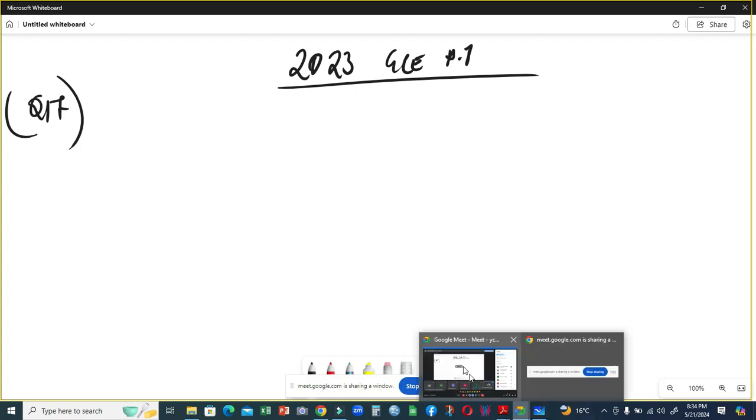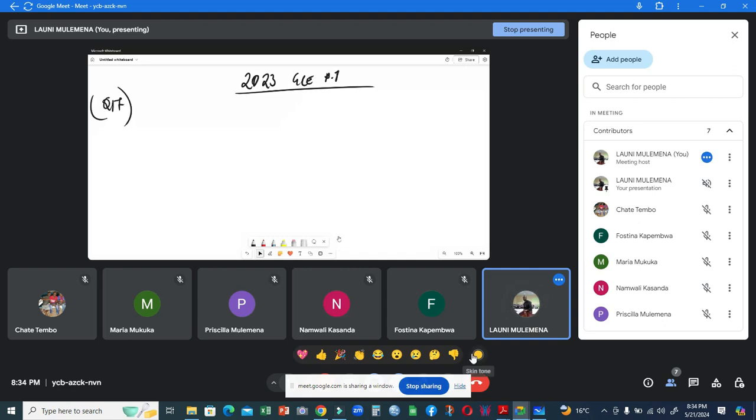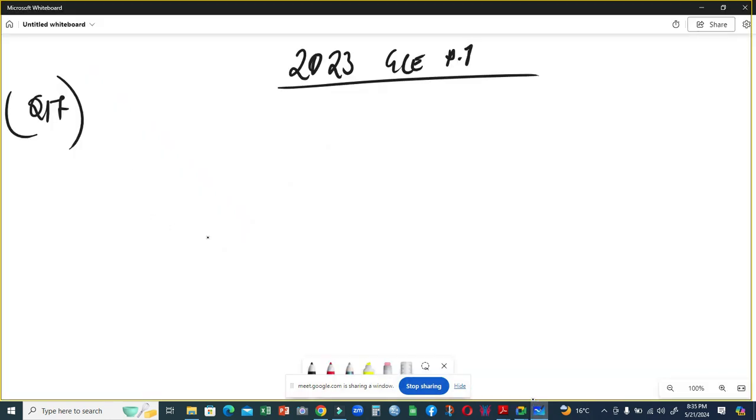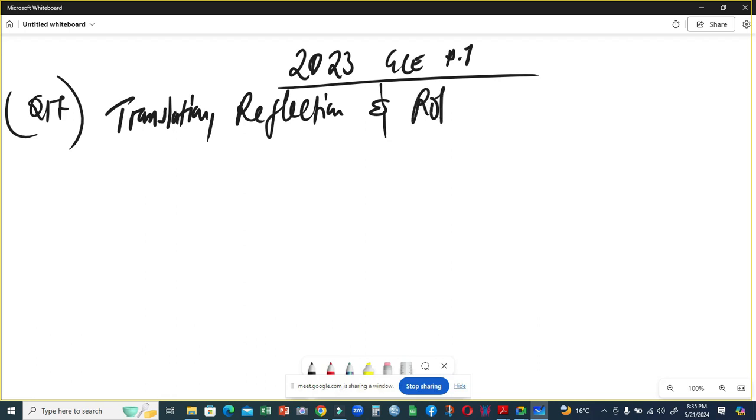So with mathematics paper 1, the transformations which are examinable are three major transformations, which are translation, refraction, and the rotation. So these are the three major ones which are examinable.